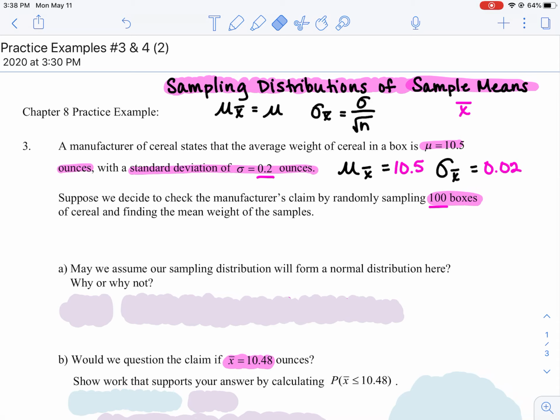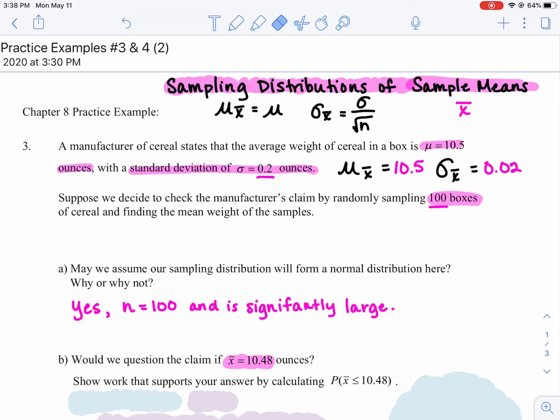Why or why not? The answer here is yes, because our n is 100 and it is significantly large. For sample means, you don't have to find a formula. There's no multiplying that you have to do and be greater than a number. It's just if n is large enough, and usually that's when our n is greater than 30.